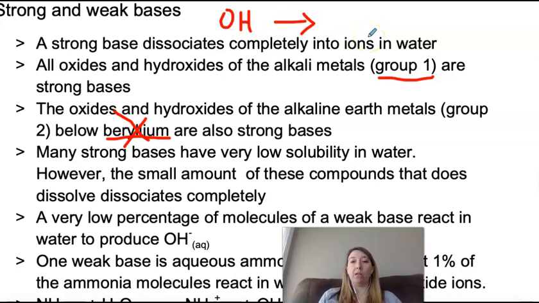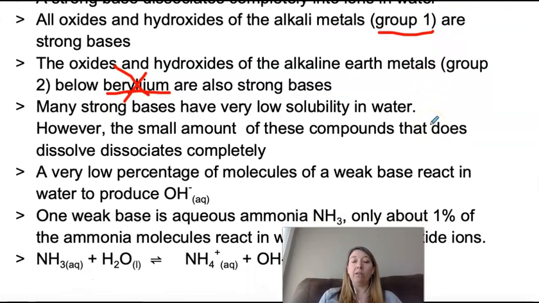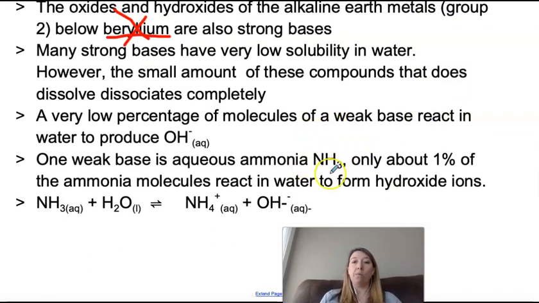Anything else is weak. So any other metal with hydroxide, so like beryllium hydroxide, aluminum hydroxide, those would be weak, and we would be using that double-headed arrow. Okay? And same deal for our non-classic bases, right? So ammonia, which is one of the ones we talked about yesterday, actually gets drawn with a double-headed arrow. And that's because it's a weak base. This reaction doesn't go to completion.